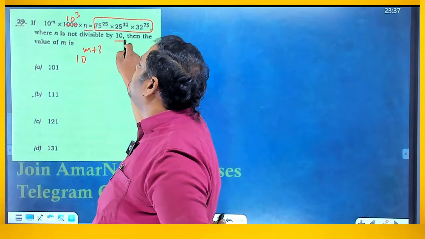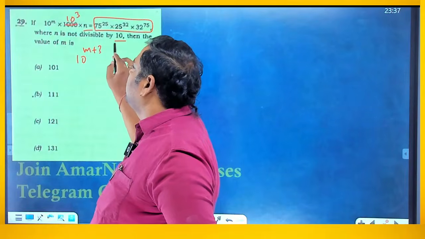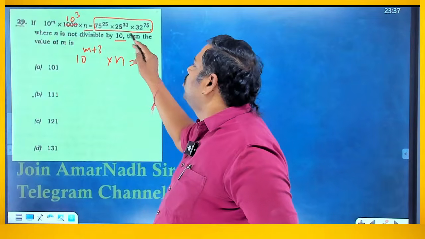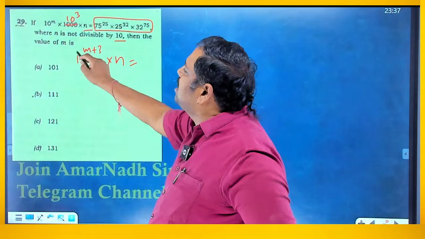N is not divisible by 10. So, since it is not divisible by 10, no more 10s. Okay, into n is equal to this one, right? Total. Okay. So, now what I can think is, he's asking about the value of m.